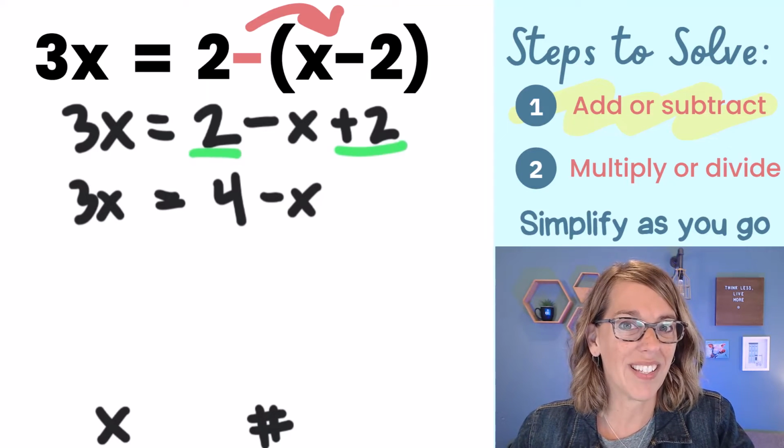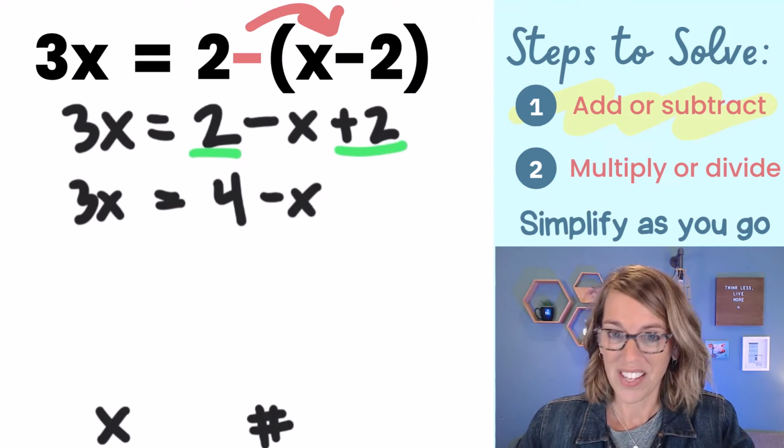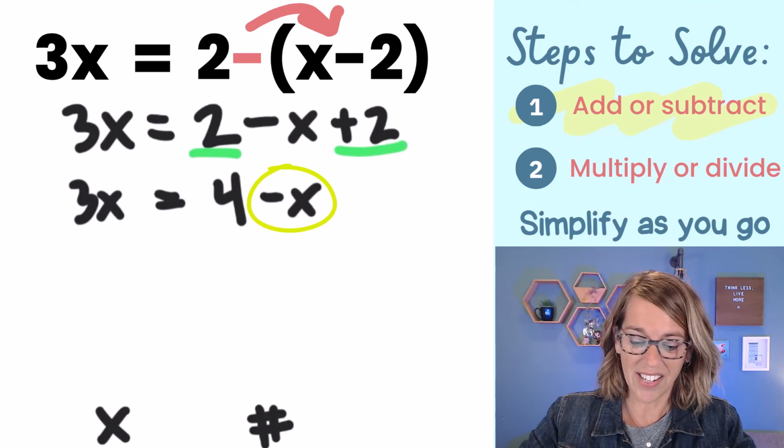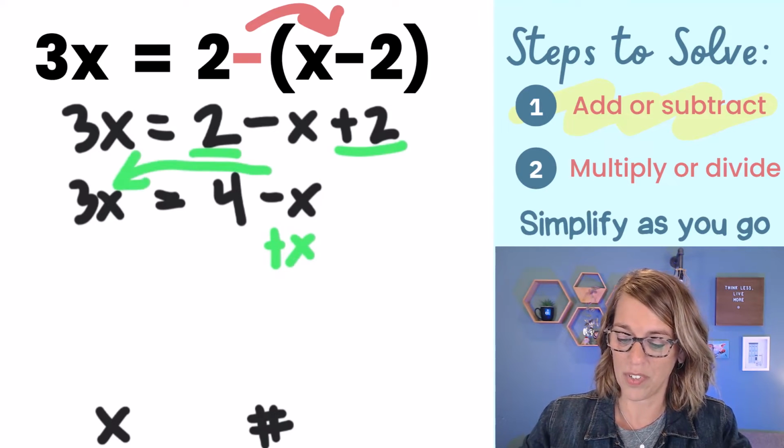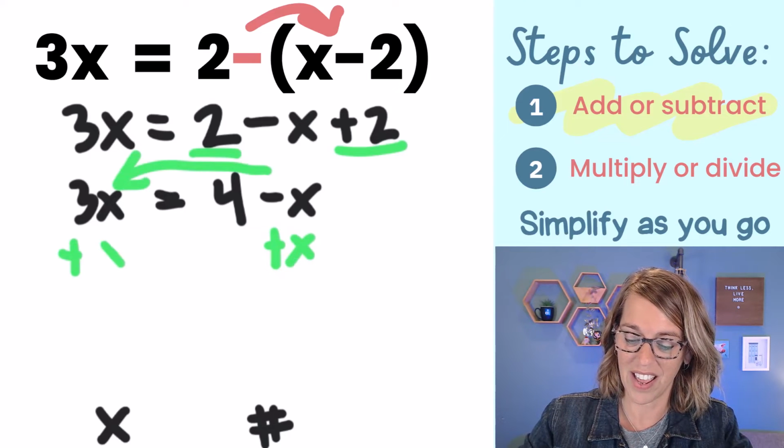And I'm going to do that because it's the easiest way to go. So I want to add that x. So that x needs to move. So I'm going to add the x to both sides. That's going to move it over to the x side. So I'm going to add an x.